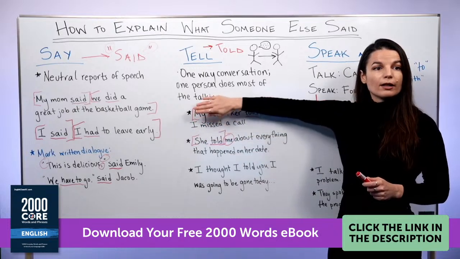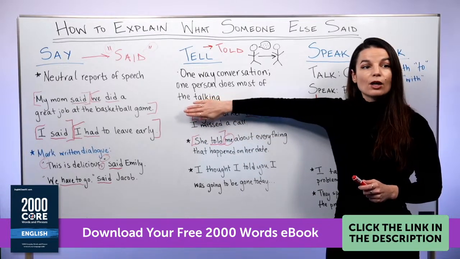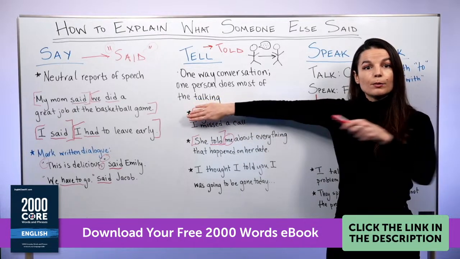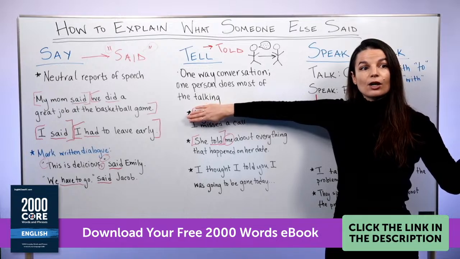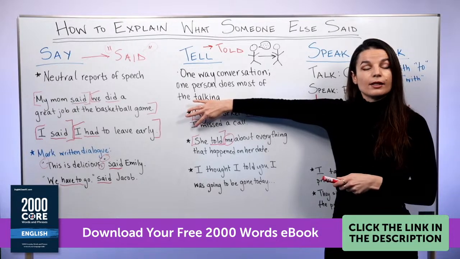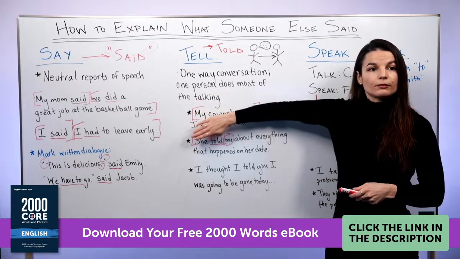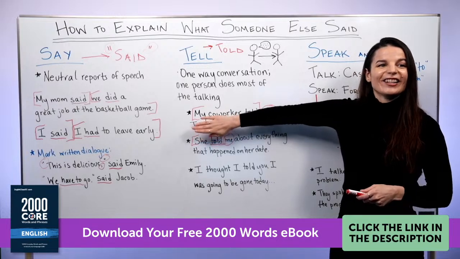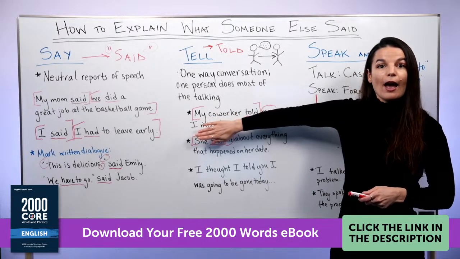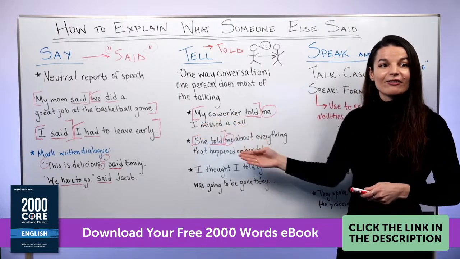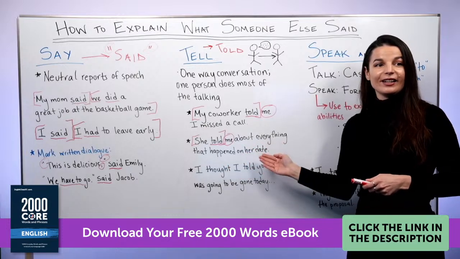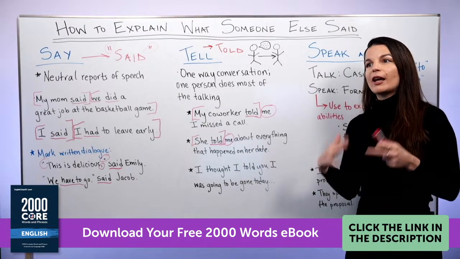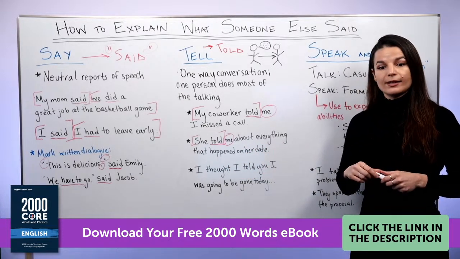And notice, this is a very simple sentence. So let's go back to example number 1 here. I missed a call. This part is a very simple sentence, where I am the subject. And here, sorry, it's hard to cover. So everything that happened on her date. We don't have to make a very, very complex sentence.